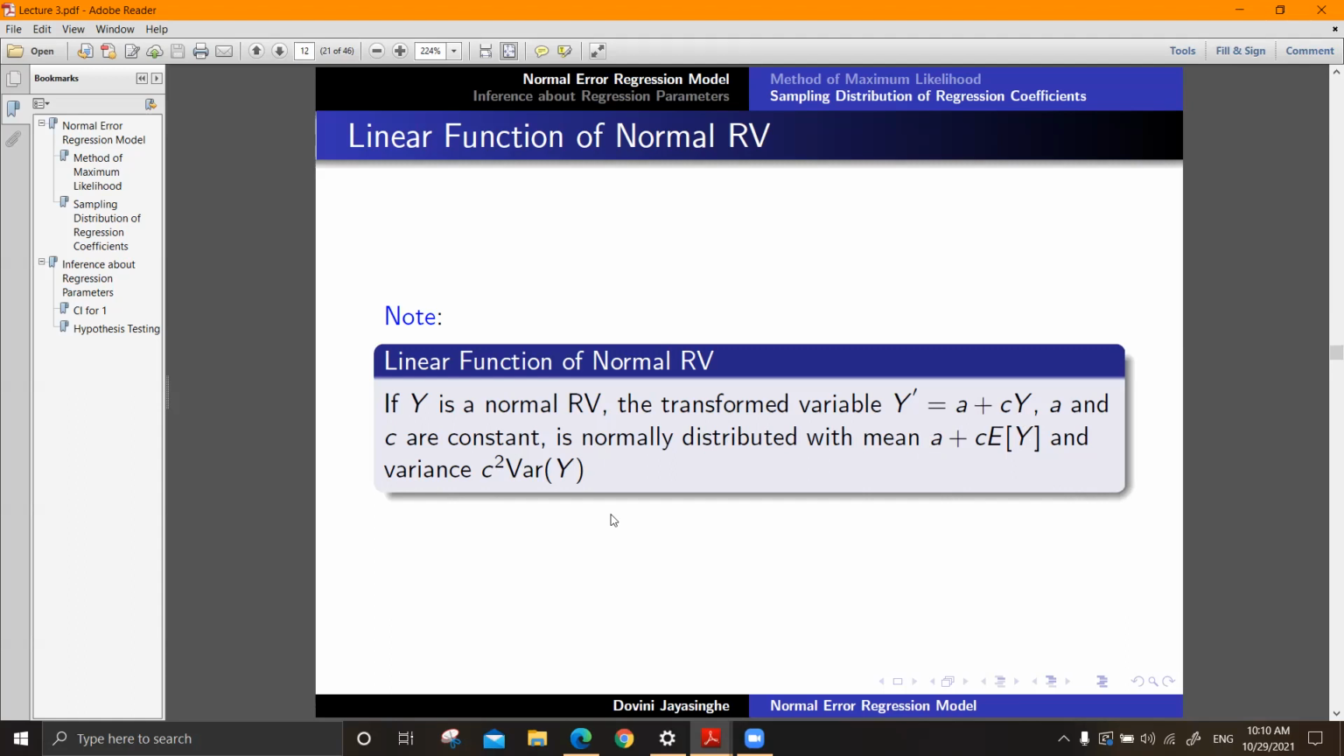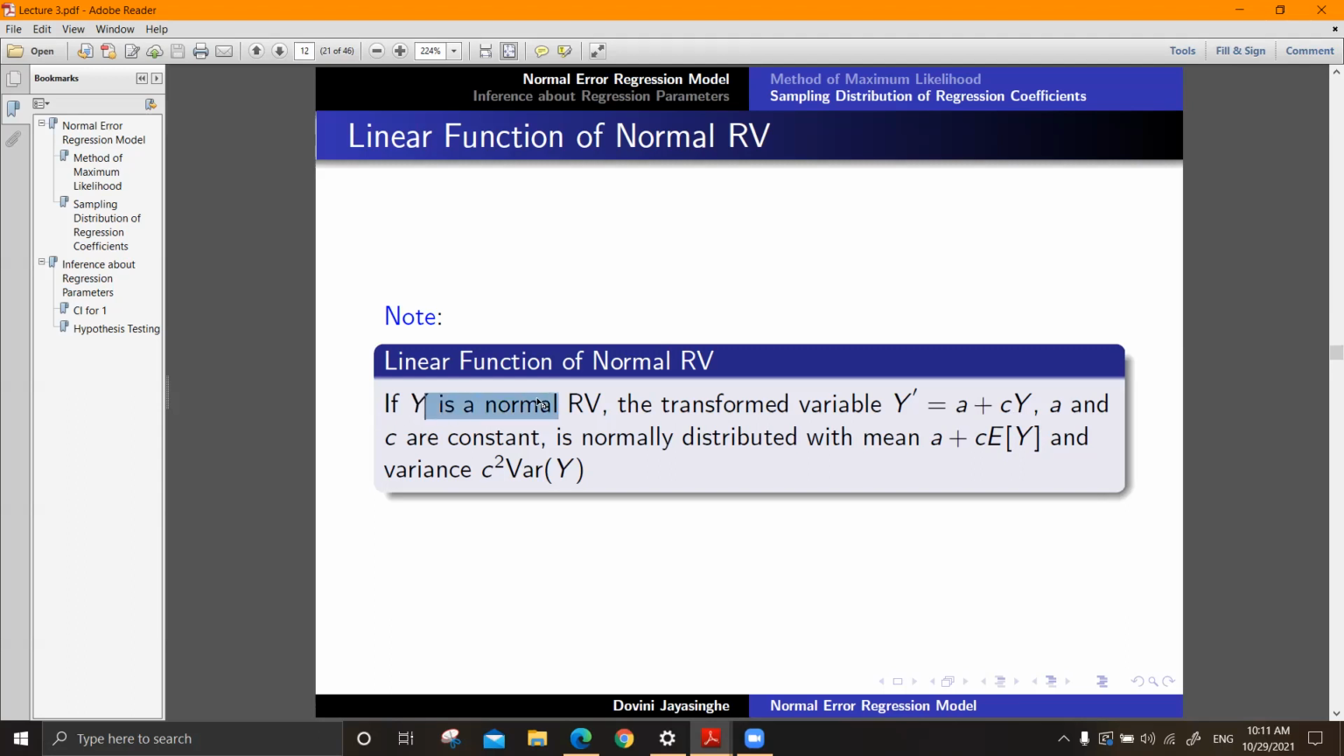So this is a very common statistical theorem. If a random variable is normally distributed, the linear transformation of that variable is also going to be normally distributed, and it has a particular mean and a variance. How do you get the mean? Expected value of this is equal to expected value of this. You know the expected value of a constant is that constant itself, so you can take the constant term out of the expectation. It's going to be c times the expected value of y.